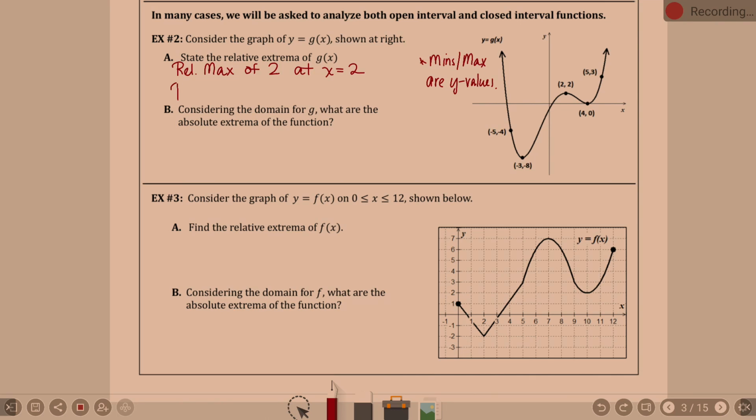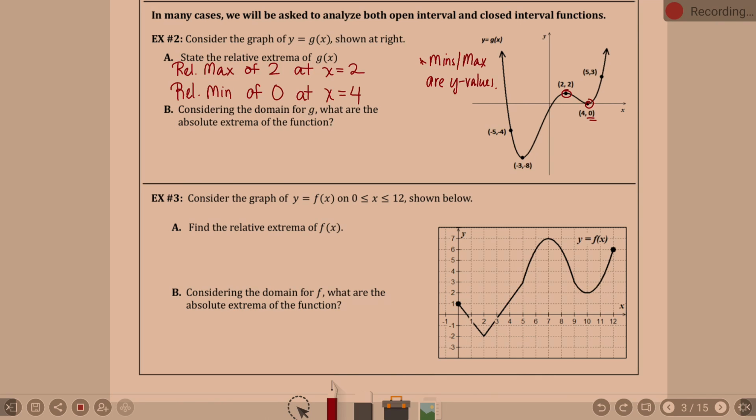What else did you guys say? Relative min of 0 at x equals 4. Now, I hope he was right because I wrote it without checking it. A relative min, the min value is 0, and it's located at x equals 4. Okay, so we've got that one and that one. Of course, I started with the 2, 2, which is always confusing, which 2 is which. Okay, anything else? Would 5, 3 count? Is it a min or a max? No, I don't think it would be.